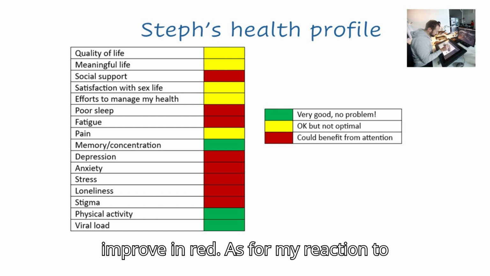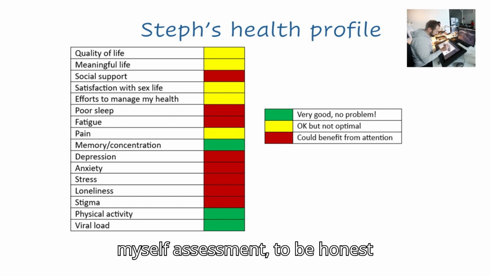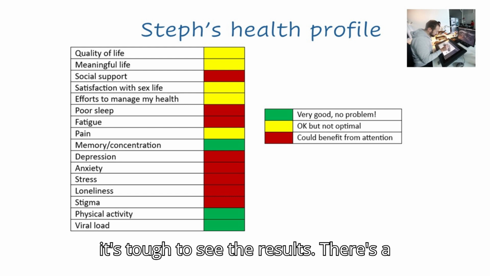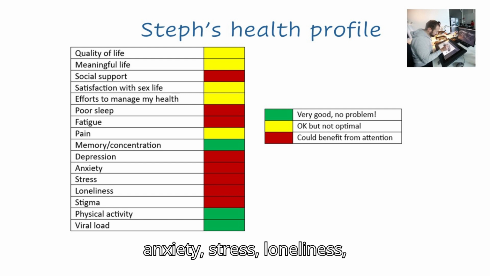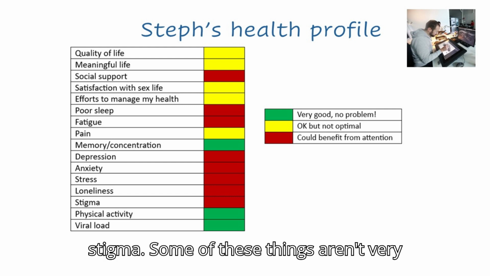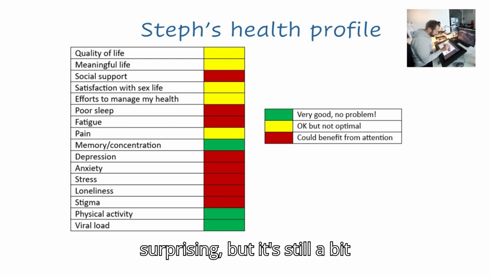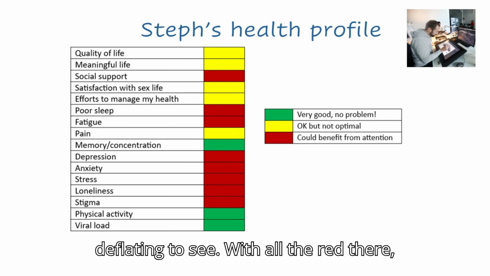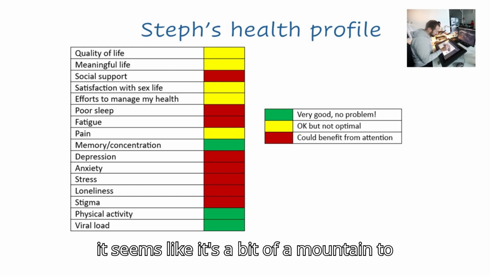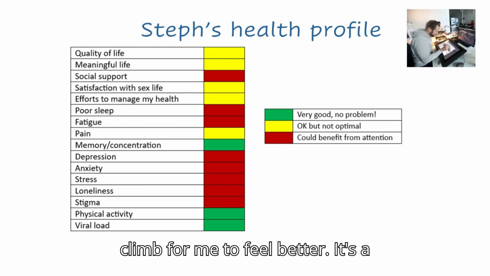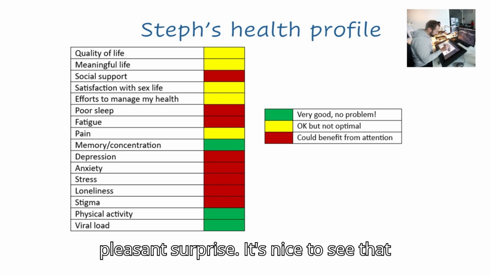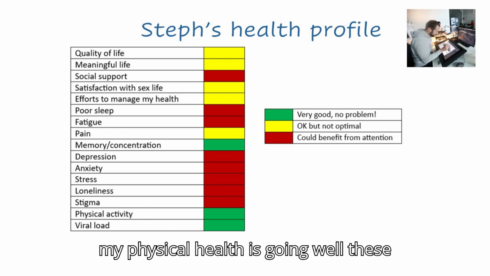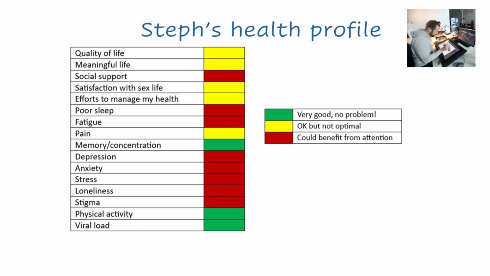As for my reaction to my self-assessment, to be honest, it's tough to see the results. There's a lot of red on my profile: depression, anxiety, stress, loneliness, stigma. Some of these things aren't very surprising, but it's still a bit deflating to see. With all the red there, it seems like a bit of a mountain to climb for me to feel better. It's a little discouraging to tell you the truth, although seeing what was in green for me on the health profile was a pleasant surprise. It's nice to see that my physical health is going well these days.